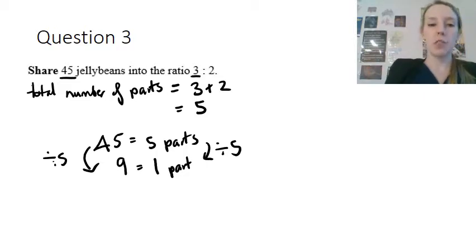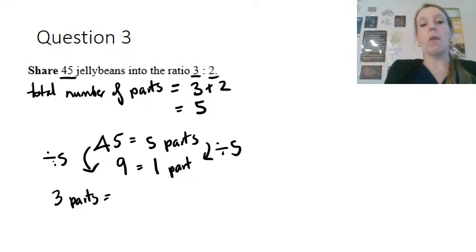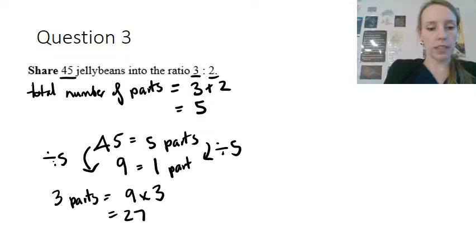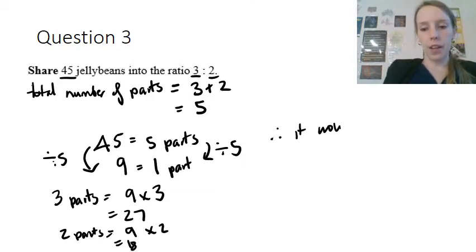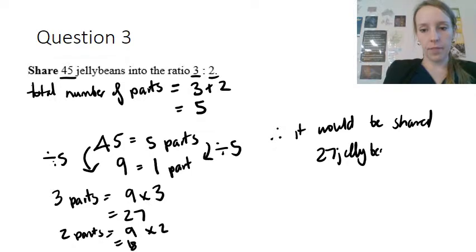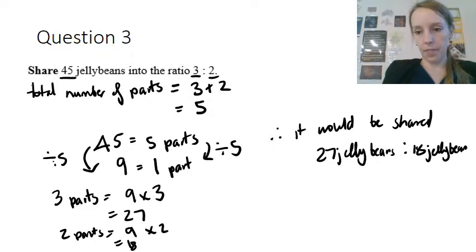By my ratio, I asked for 3 parts and 2 parts. So 3 parts will obviously be 1 part multiplied by 3. So it's 9 multiplied by 3, which is 27. 2 parts would be 1 part, which is 9 multiplied by 2, which is 18. So therefore, it would be shared 27 jelly beans to 18 jelly beans. There we go.